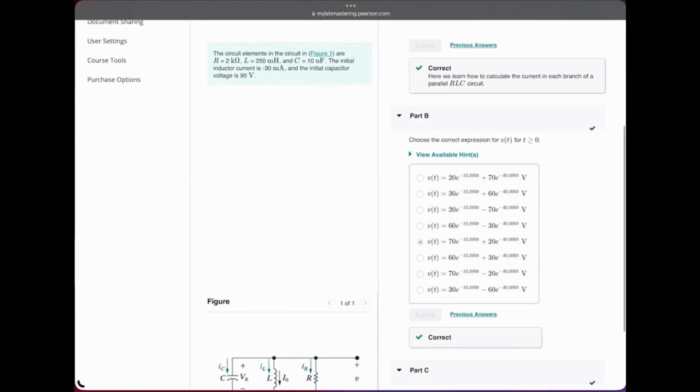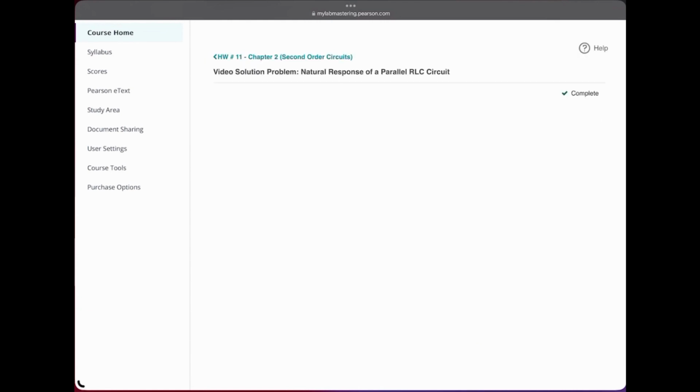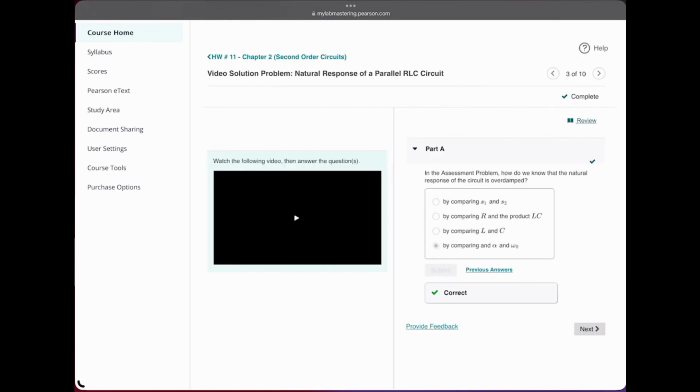Okay. So I'm going to do the rest of the questions some other time because I'm hungry. But this is one of the multiple choice. We can go over this quickly. Natural response: overdamped, underdamped, critically damped, any of those, you need to compare alpha and omega under that radical, and that gives you 3 cases.